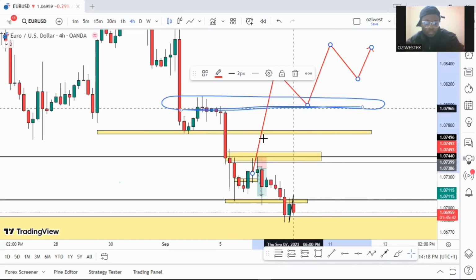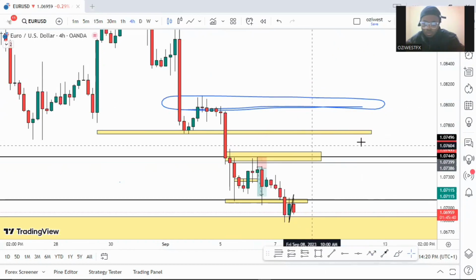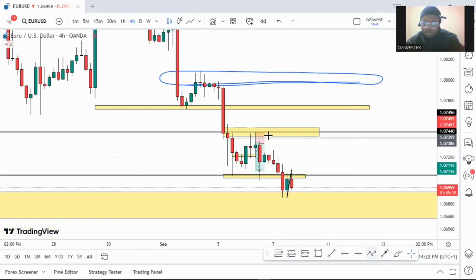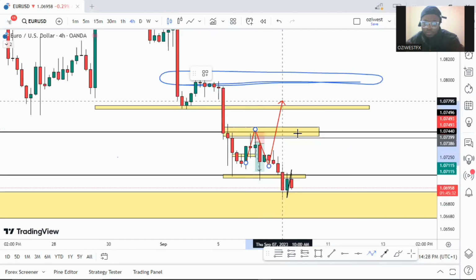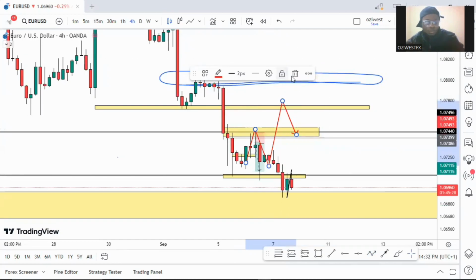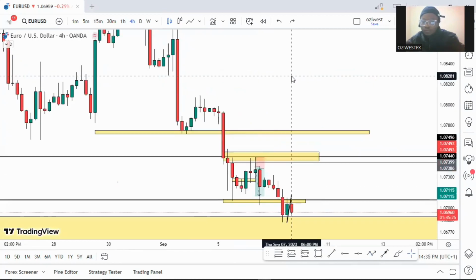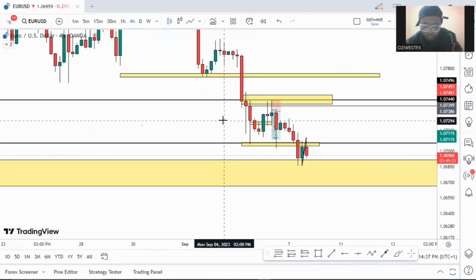Or if price does something like this, forming a double bottom, then breaks structure, then I'll start looking for buys. But for now, I'm still looking for sales.